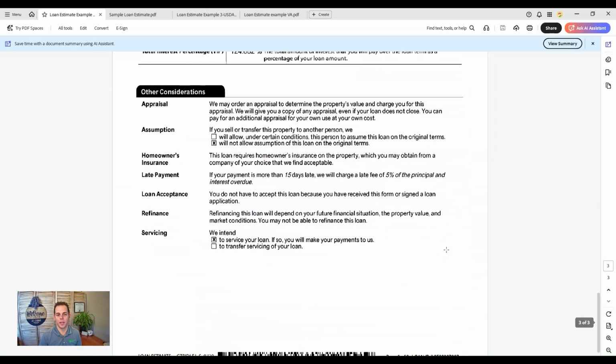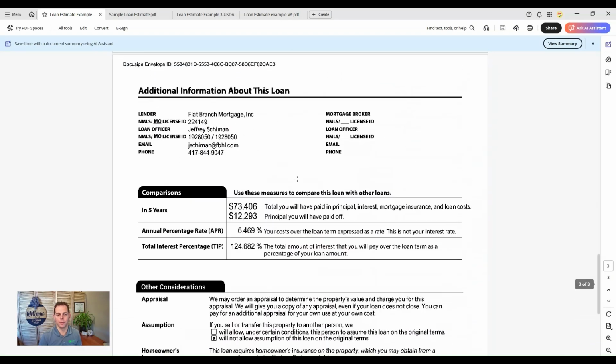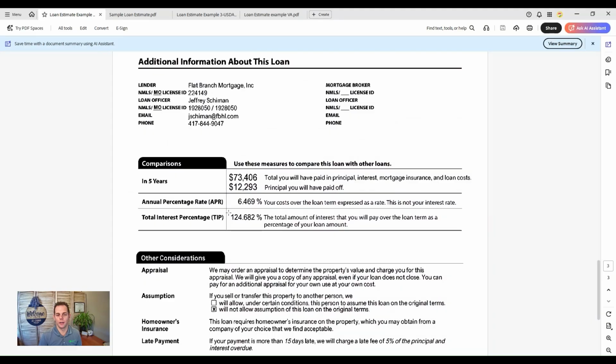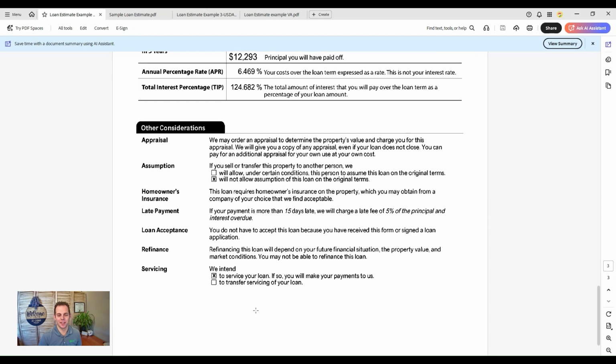Okay, and then your third page here is going to show just some more information, like my information, the company's information, your total interest percentage over the life of the loan, how much interest you're going to pay on this thing, and then also your APR. APR is really important. Total interest percentage, you probably don't want to look at that number. There will also be some important information here, and this is another important thing when you're looking at other lenders.